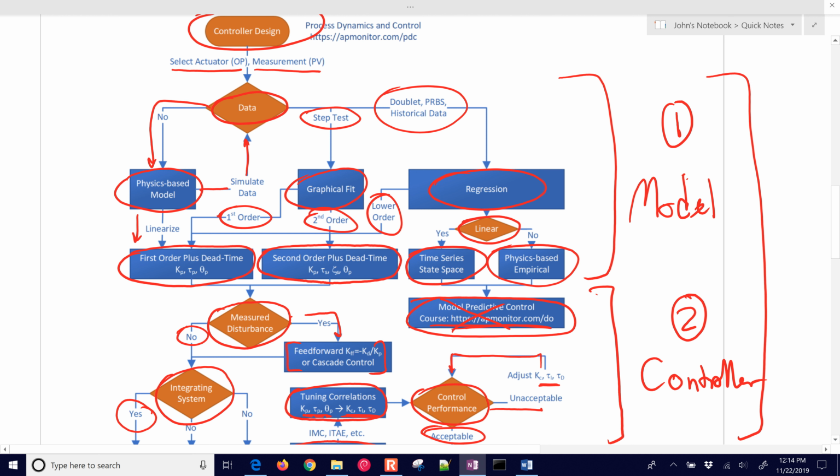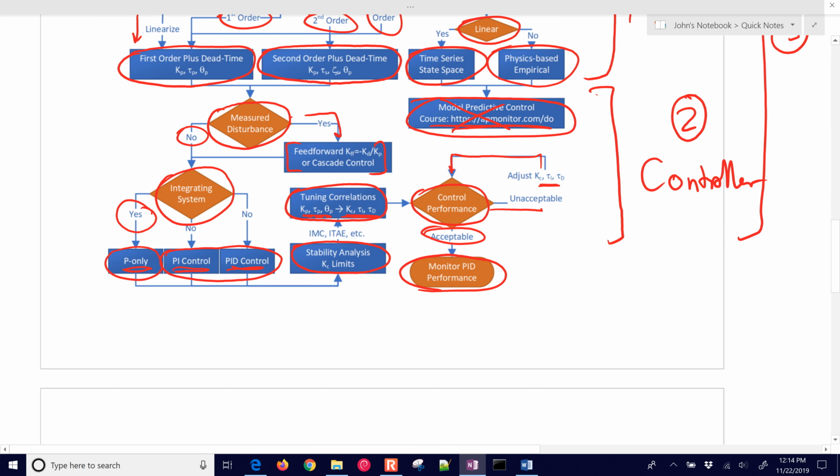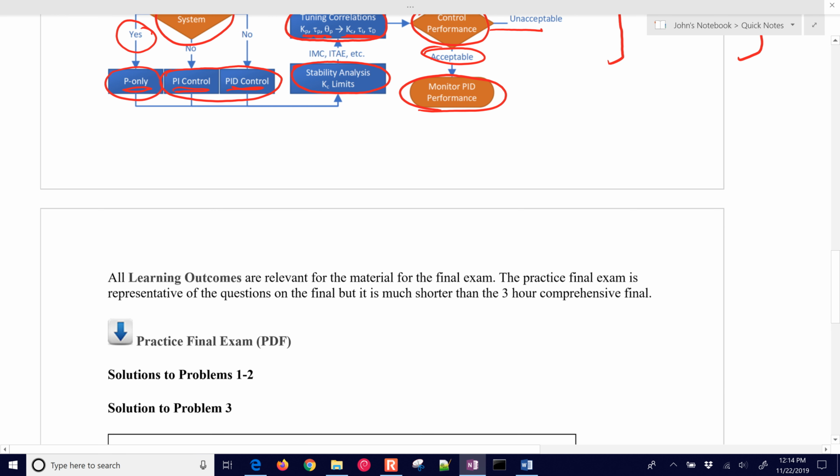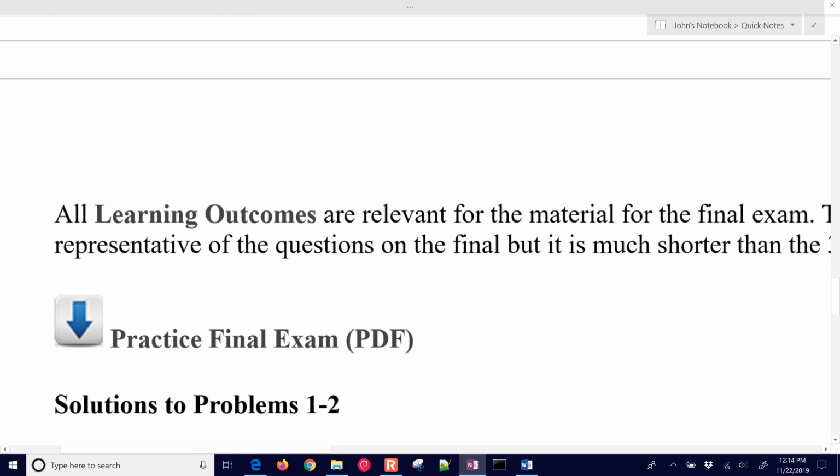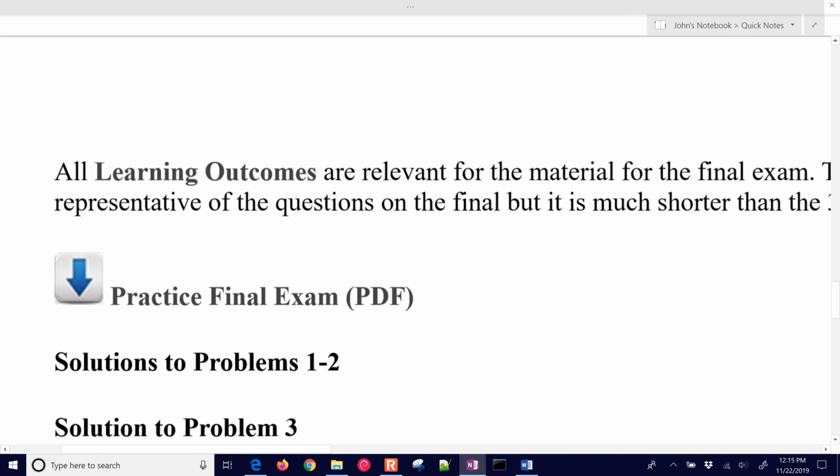analysis of all of those with some detailed analysis on stability, on second order systems, on other things in both of these areas. So the final exam is going to include all of these. All right, let's go down to, we have the practice final exam, and then we'll have solutions to problems 1 to 2, and then I'll break the video up.